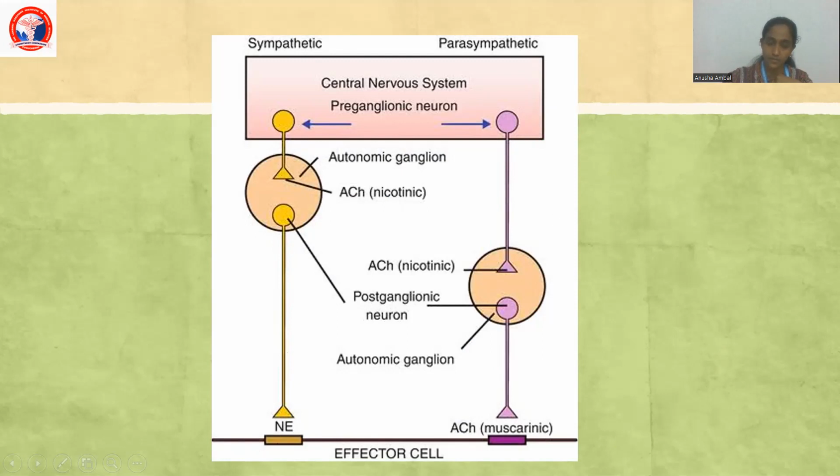Coming to the parasympathetic, this is the center. Preganglionic neuron is long. This is the ganglia where it releases acetylcholine. Postganglionic neuron is small. At the effector cell also acetylcholine is released.